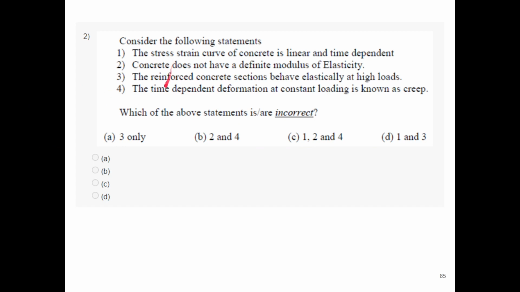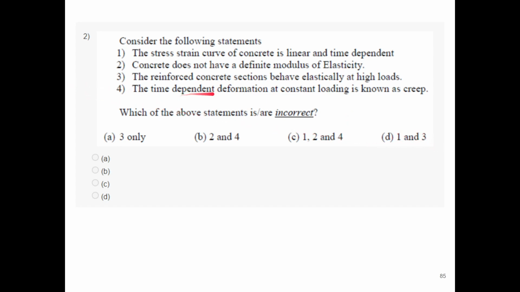Okay. So if you see here properly, the stress strain curve of concrete is never linear, as I just mentioned in the class, in the slide, a few minutes back. So this is not correct. So one is definitely incorrect. Two, concrete does not have a definite modulus of elasticity. That is true. So two is correct. Three, the reinforced concrete sections behave elastically at high loads. So this is incorrect. It is always behaving inelastically. So one and three are incorrect.